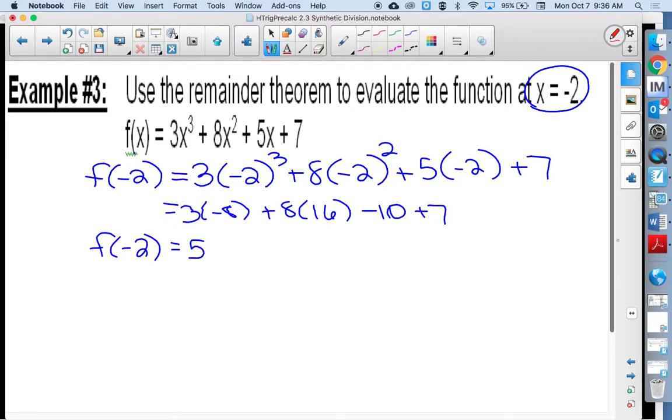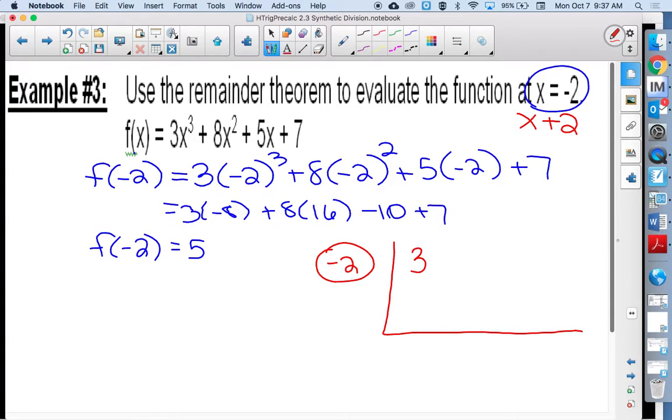happens. So if x is equal to negative 2, that's the number that goes in your little circle. I could also write that as x plus 2 being my factor. But whatever x is equal to is the number in my factor. Make a little synthetic division chart here. We have a 3, an 8, a 5, and a 7. And then we have our remainder. So if we bring down the 3, multiply and add.